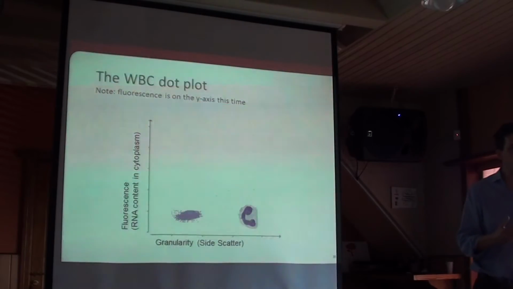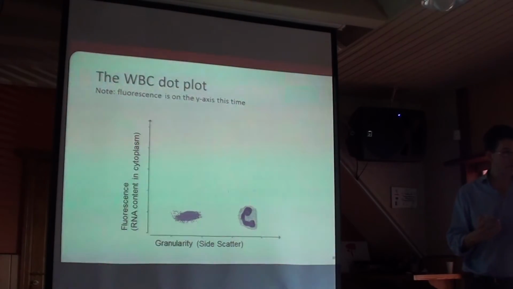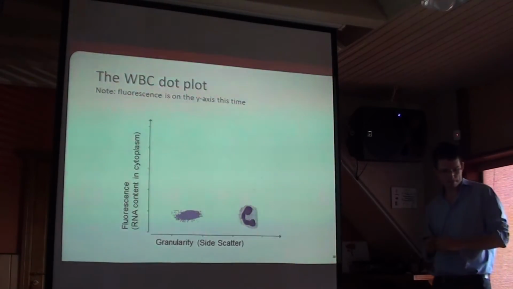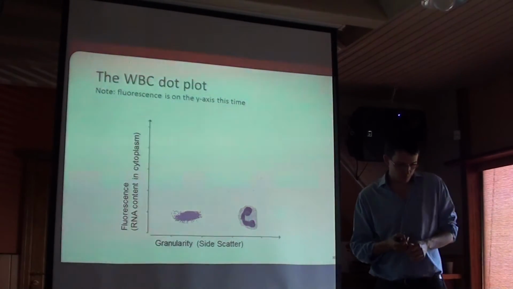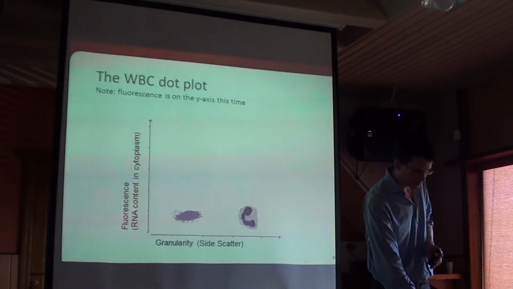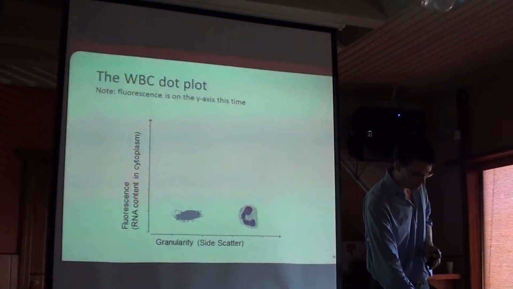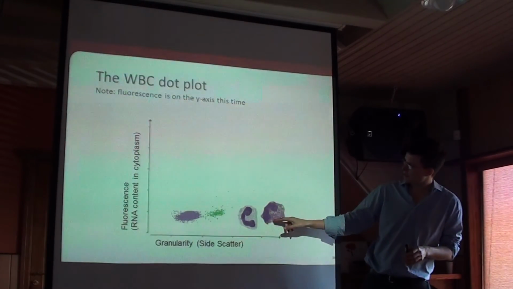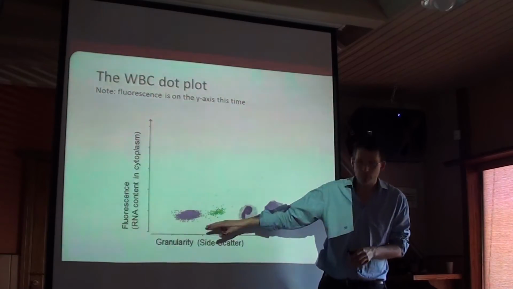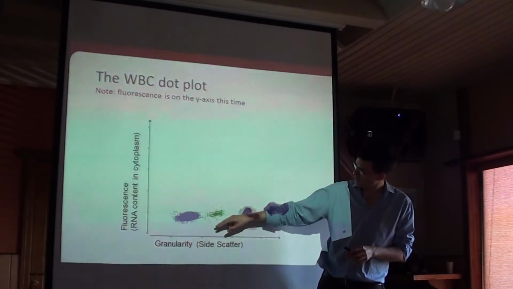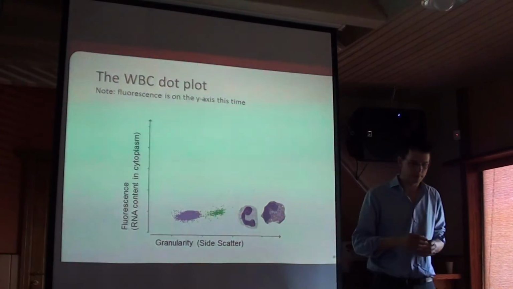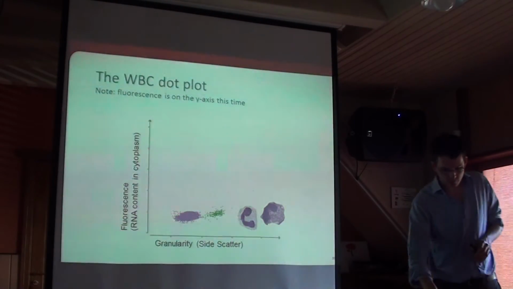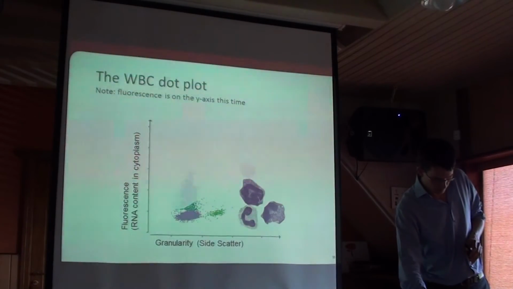Now we regard the neutrophils as being, and this is a simplification, a relatively mature population of white blood cells. We also have eosinophils. Eosinophils are more granular, more lumpy, bumpy, and are found further over on this axis.